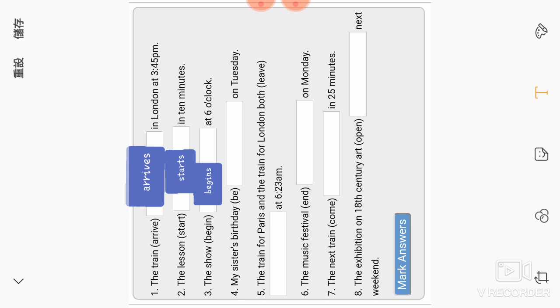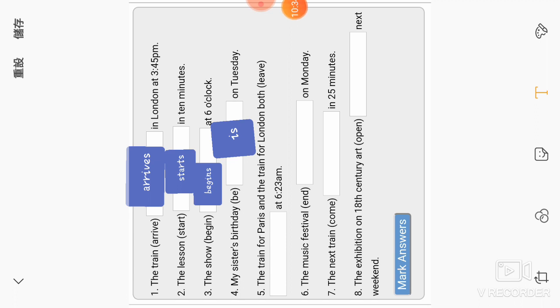Yes, you can change it to is, am, are, right? Is or am or are. So in this sentence, which one should we use? My sister's birthday? Yes, you should use is. So my sister's birthday is on Tuesday.